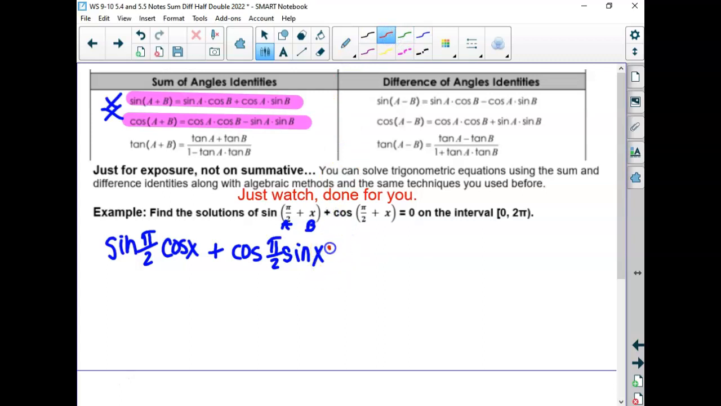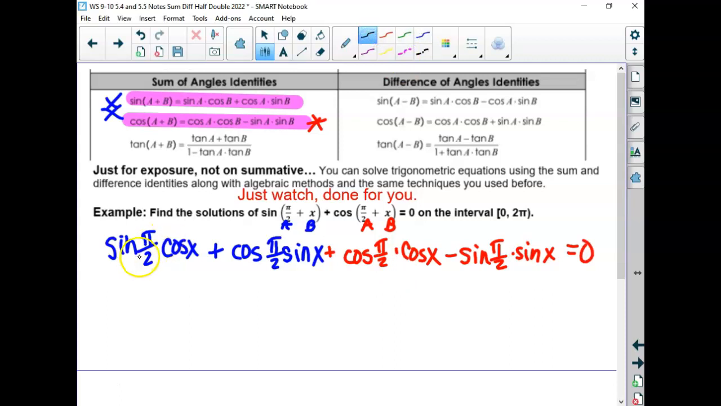Okay, then it keeps going. Let's see, I'll switch colors here to plus. This time it's cosine, so it's this one you're using now. This is A and B. So it would be cosine of A times cosine of B minus sine of A times sine of B. That's a lot of hooey. Okay, so help me quick. What is the sine at pi over 2? 1. What is the cosine at pi over 2?